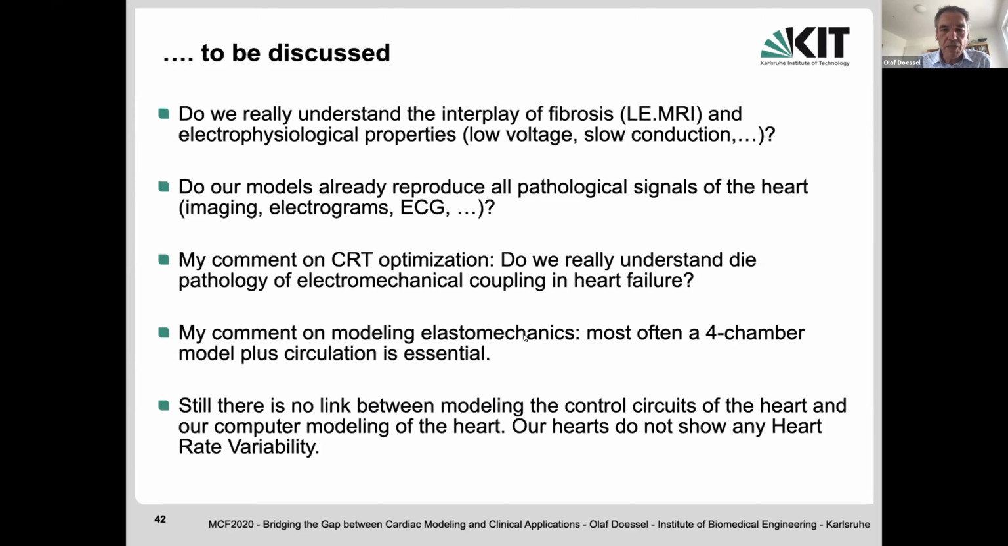My comment on modeling elastomechanics: most often a four-chamber model plus circulation is essential. I see so many simulations where I only see the left ventricle with no preload and no afterload. I would say this is very dangerous. Still, there's no link between modeling the controlled circuits of the heart and our computer modeling of the heart. Our hearts do not show any heart rate variability, and there's also some room for improvement. And with this, I would like to say thank you very much, and I'm open for the discussion.